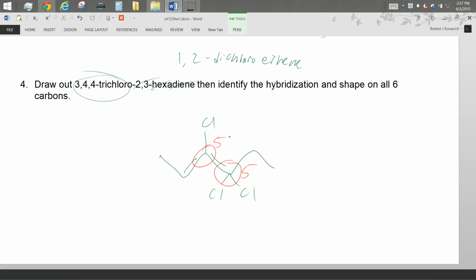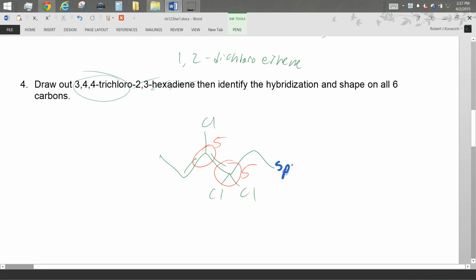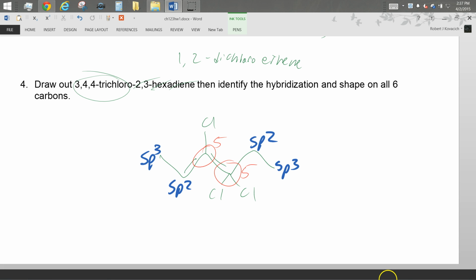To answer the rest of this question, I would just say this one here is sp3, and this one is sp2, this one is sp3, and this one is sp2, and those other two can't do anything since they've got 5 bonds. Is that an sp? There's three bonds, one carbon there. So, yes. There we go.